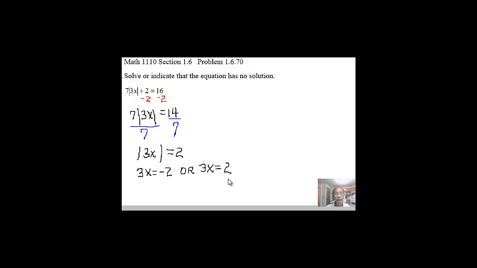That's the property that was discussed in the PowerPoint and in your text, that as long as this is a positive number, either what's inside of the absolute value equals the negative or opposite of that number, or what was inside of the absolute value bars equals that number. Dividing both sides by 3, x is negative 2/3, or x is 2/3.